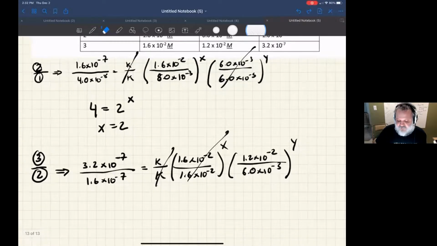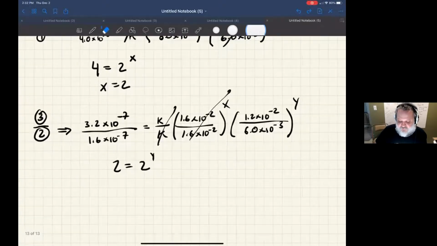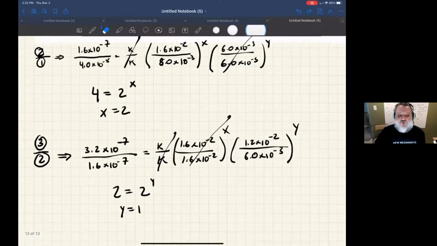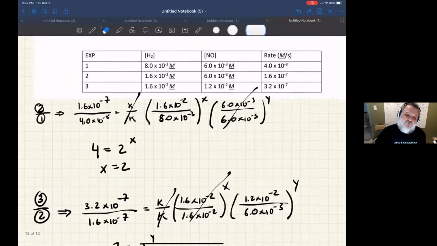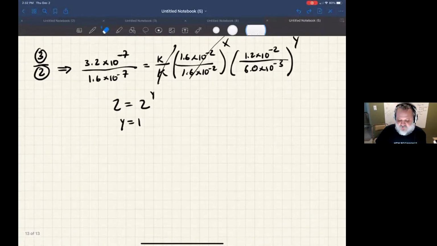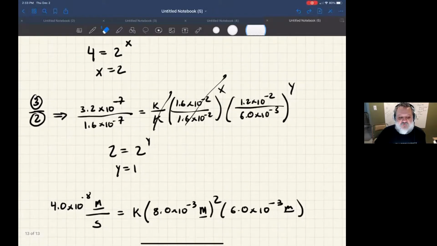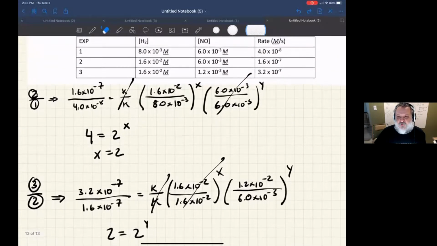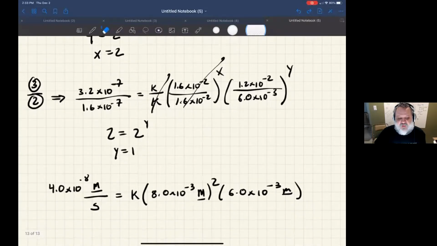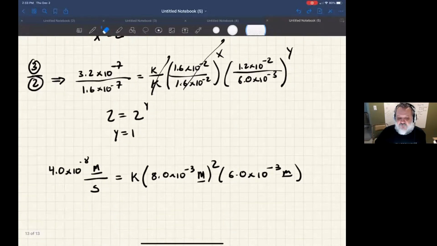So when I simplify that, what do I get? I get 2 equals 2 to the y. So now I've got to figure out what y is. y equals 1. So now that I've figured out the order with respect to NO, and I knew the order with respect to H2 previously, I can figure out what K is. And so what I do is pick one of the experiments, it doesn't matter which one, and put in everything that I know. In this case, it looks like I picked experiment number 1. That's the rate, 4.0 times 10 to the negative 8th. Then I plugged in the data from that experiment, and now I'm going to solve for K.